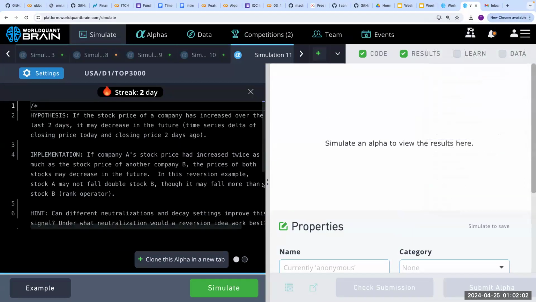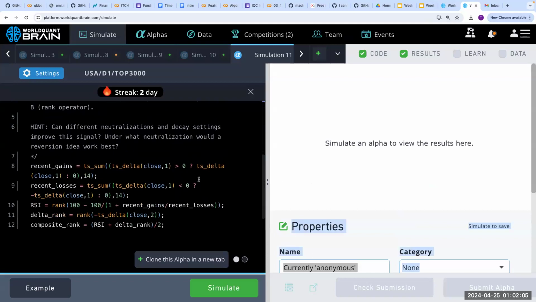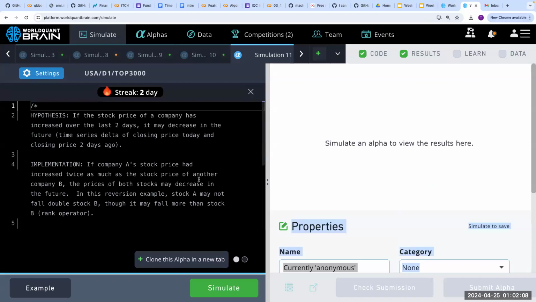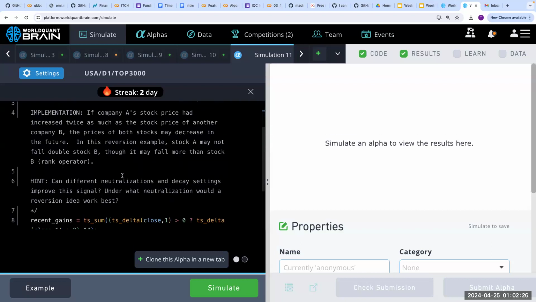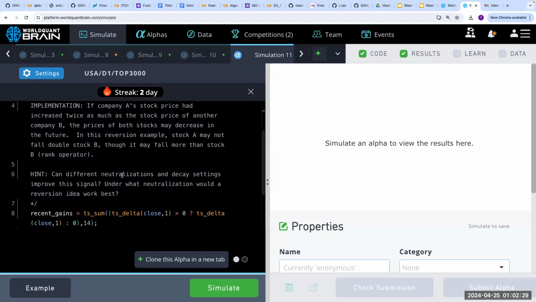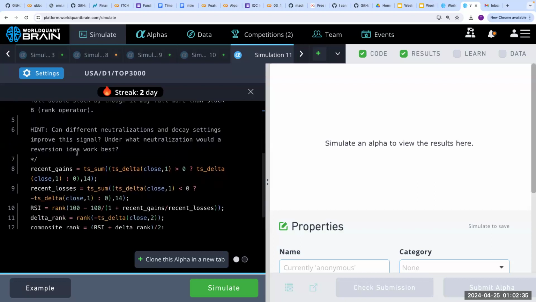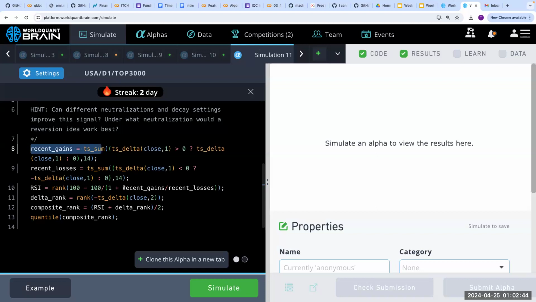If you think of it, the moving average I talked about: if it is increasing over the last 2 days, so we are taking a 2-day average and it's going above average, it may decrease in the future. So basically a reversion theory. What we are doing is comparing the companies who are moving very much above average, and you want the reversion. So simply, you calculate their recent gains: ts_sum, delta. I should have taken this example later.